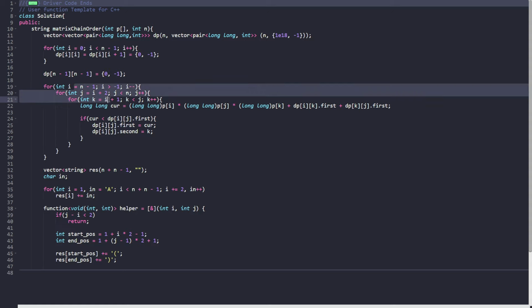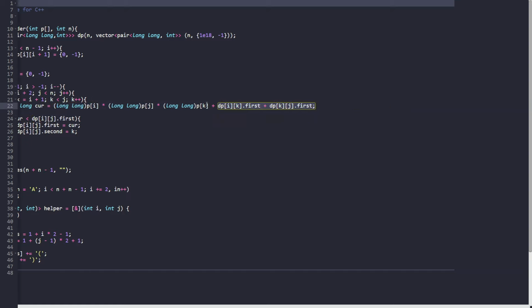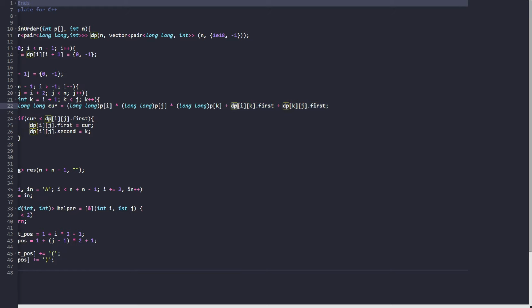Now you can ignore these for loops for now. Let us just focus on this middle part first. So what I'm basically doing is P of I, P of j into P of k. This is the number of operations if I take all the matrices in the range I to j and I take the division point as k, right? Now if I do this, this will be the number of operations, and then I'll have to perform this particular part. That is, I'm finding out the answer in two different halves, that is from I to k and from k to j.